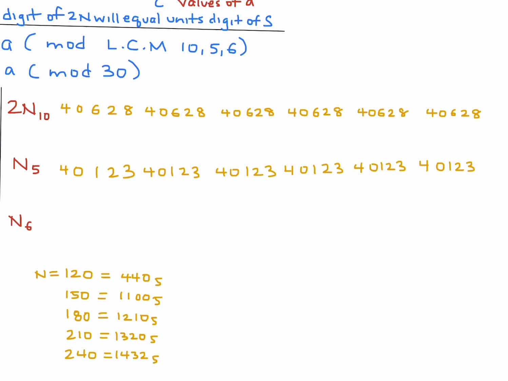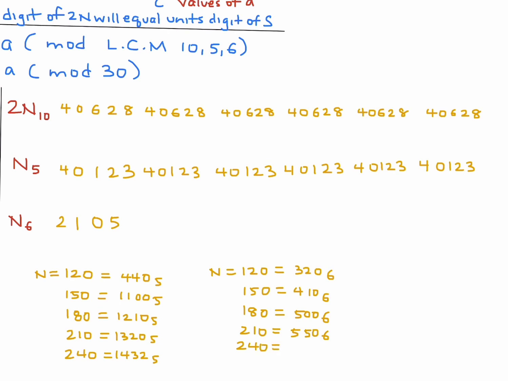n to the base 6. For the same numbers, when n is 120, in base 6, it's 320. So the tens digit there is 2. When n is 150, in base 6, it is 410. So that is 1, the tens digit. When it's 180, it's 500. So that's a 0 for the tens digit. 210 is 550. So that gives me a tens digit of 5.